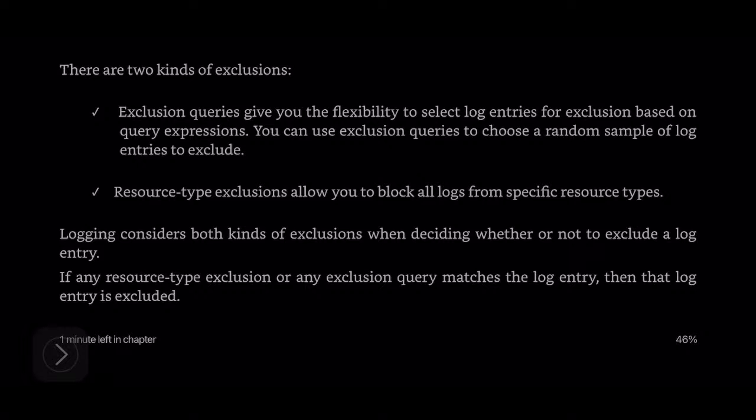There are two kinds of exclusions. Exclusion queries give you the flexibility to select log entries for exclusion based on query expressions. You can use exclusion queries to choose a random sample of log entries to exclude. Resource type exclusions allow you to block all logs from specific resource types. Logging considers both kinds of exclusions when deciding whether or not to exclude a log entry. If any resource type exclusion or any exclusion query matches the log entry, then that log entry is excluded.